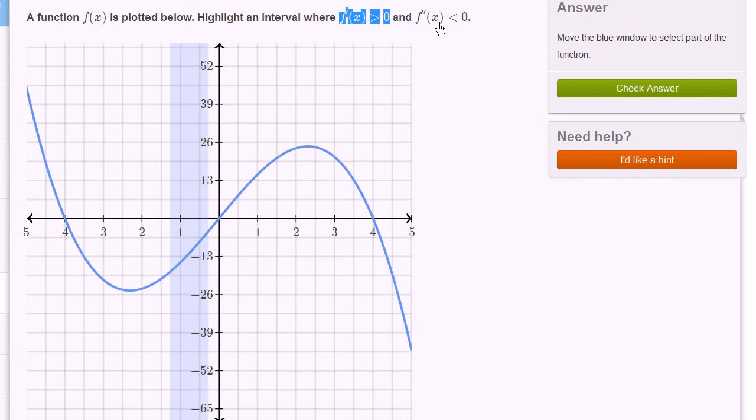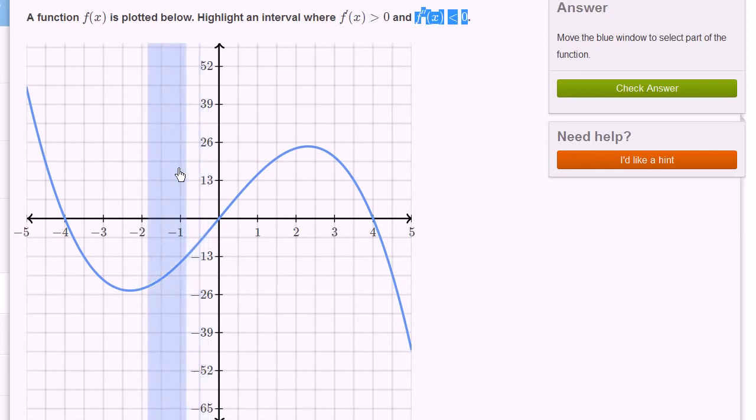And then they say where the second derivative is less than 0. So this means that the slope itself, whether it's positive or negative, is actually decreasing. We are going to be concave downwards right over here. The slope itself could be positive, but it'll be becoming less and less positive.